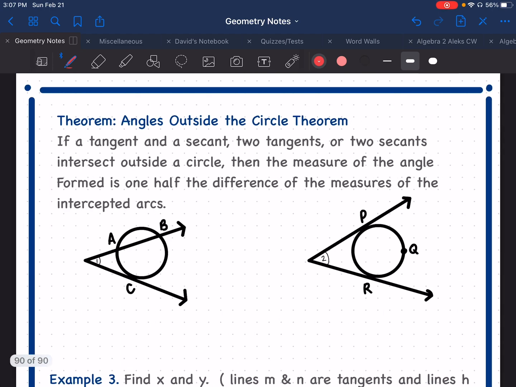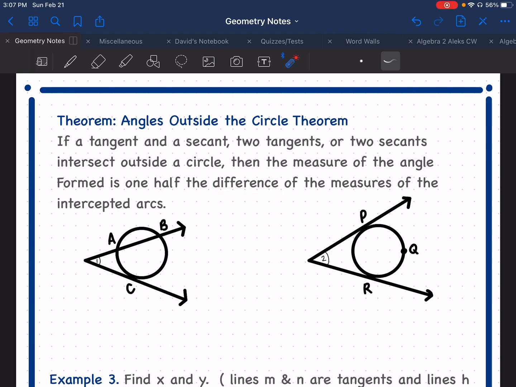Our last theorem for today is the angles outside the circle theorem. If a tangent and a secant, two tangents, or two secants intersect outside a circle, notice that both of my pictures are intersecting outside the circle, not inside. Then the measure of the angle formed is 1/2 the difference of the measures of the intercepted arcs. Notice this time it's the difference.